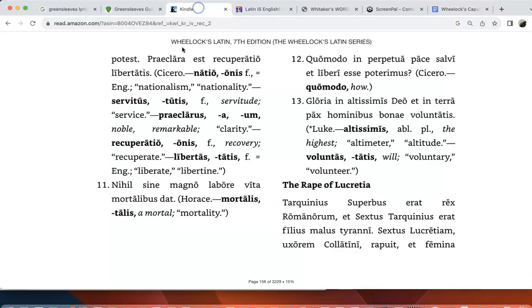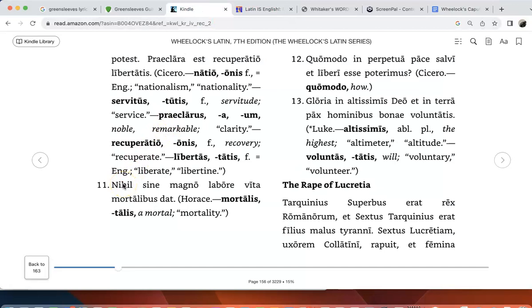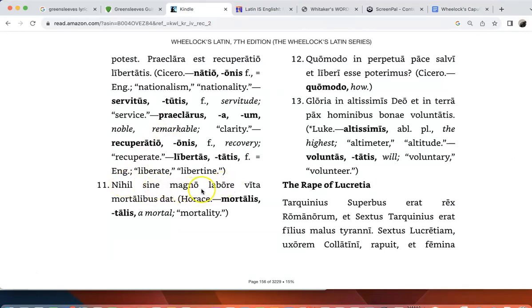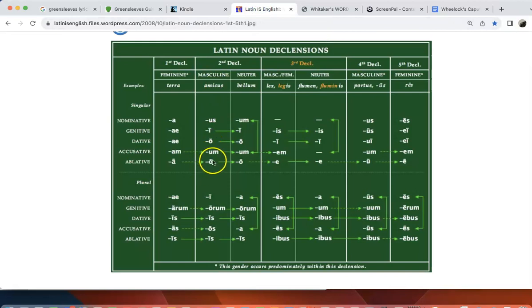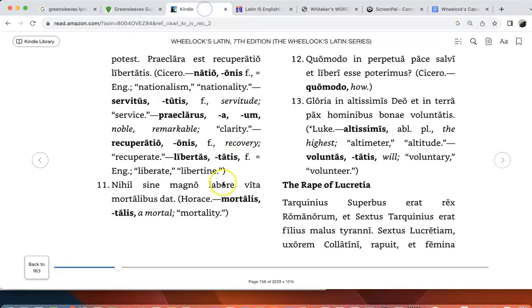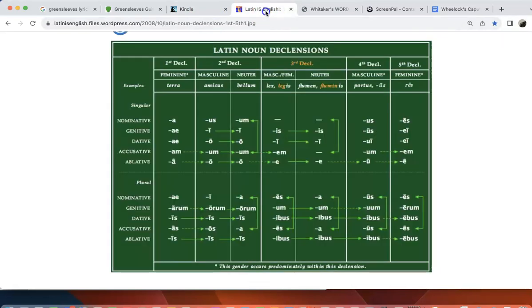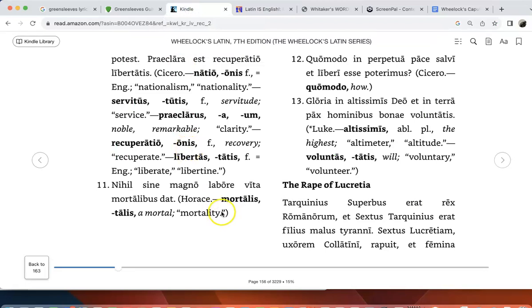Let's talk about this one here. So nothing, and then without great work, without great labor. So sine is always followed by the ablative. Second declension, ablative singular is O, so there it is. But then work is third declension, so the ablative singular is E. So labore, so sine magno labore. But then here's our subject.